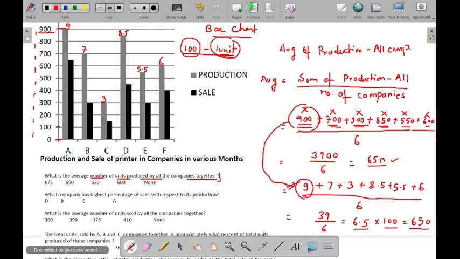Now I would like to also explain an alternative method of finding average in terms of bar charts. It is very, very important to understand this method of finding out average, because bar chart will definitely be in your exam. Pay attention. I will just wipe this out.